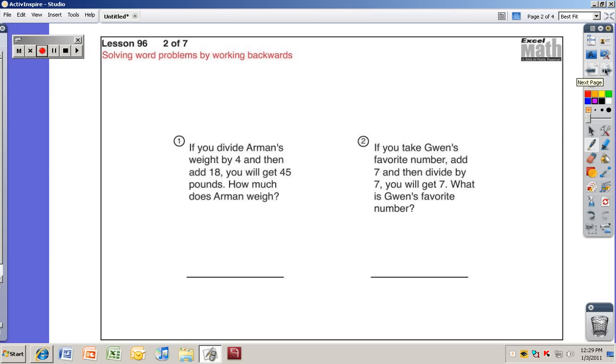So let's do one together. If you divide Armin's weight by 4 and then add 18, you will get 45 pounds. How much does Armin weigh? So the first step is dividing Armin's weight by 4. So we're going to start with an A, take his weight, divide it by 4. I'm going to put that in parentheses to keep that separate. And then add 18, you will get 45. Okay, how are we going to get back to this A here? We're going to go backwards through the problem, work our way through backwards, and we're going to do the opposite of each one of these.